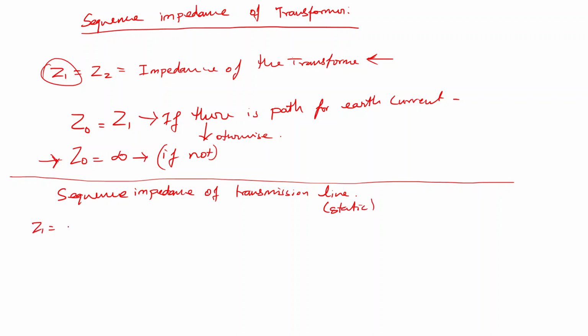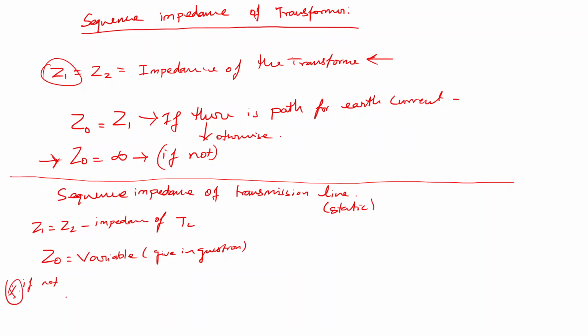Z1 is equal to Z2, and this is nothing but the impedance of the transmission line, and Z0 is equal to a variable. Mostly they will give it in the question. If not, then Z0 is equal to 3 times Z1.